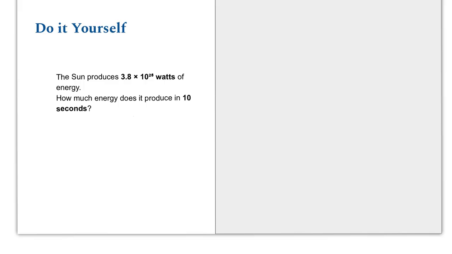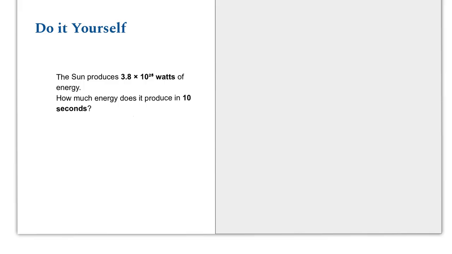Welcome back. The sun produces 3.8 times 10 to the 26 power watts of energy. The question is, how much energy does it produce in 10 seconds? Take a second to think. The sun produces 3.8 times 10 to the 26 power watts each second. We want to know how much it would produce in 10 seconds.